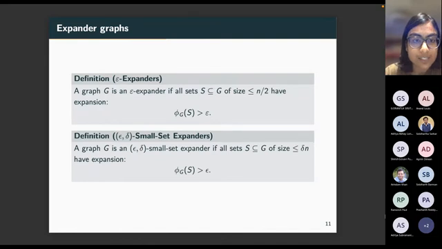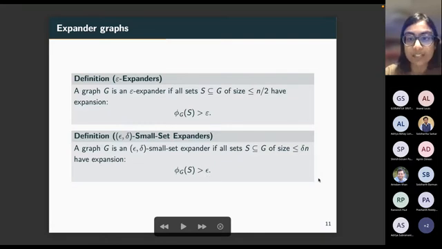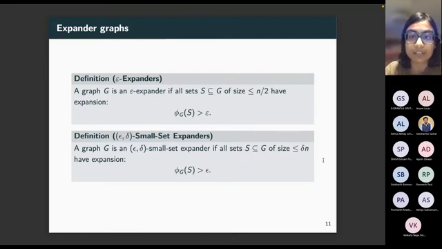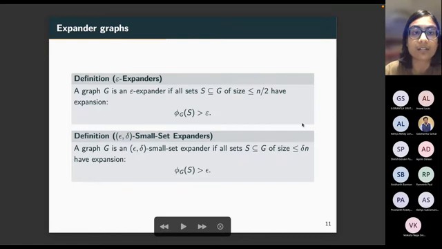And a graph is a small set expander, so epsilon comma delta small set expander, if all sets of size at most delta n have expansion at least epsilon. So this is a more relaxed notion because here we want all sets up till half size to have large expansion, whereas here we want all sets of size at most delta. So delta can be thought of as some small constant like 1/1000. We only want all sets up to this size to have large expansion. So as you can see, small set expanders are a larger class of graphs than expander graphs.